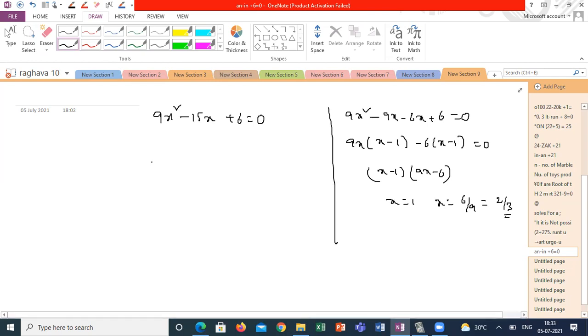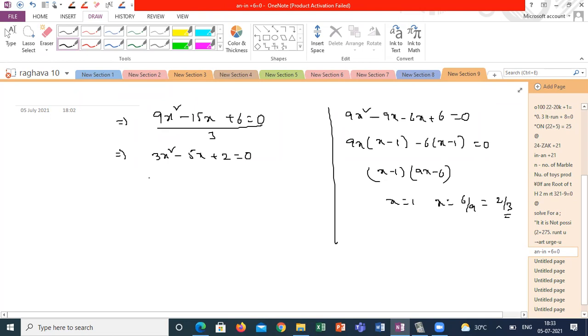Is there any alternate method without factorizing? Yes. First check, is it possible to simplify this equation? Is there any other format to simplify this equation? The whole equation, if I am dividing with 3, I am able to simplify it to 3x square minus 5x plus 2 is equal to 0.